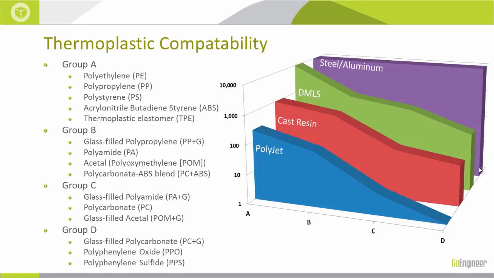Group A is going to be some of the most common materials that our parts are around us. Group B contains some polyamides and acetyl, which again are still very popular. And then within Group B and Group C, we even have some glass-filled options and some polycarbonate options as well. So there's a wide range of materials that we can actually use our printed tooling on.